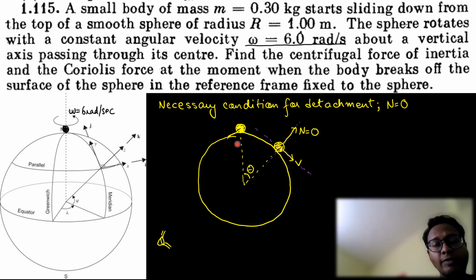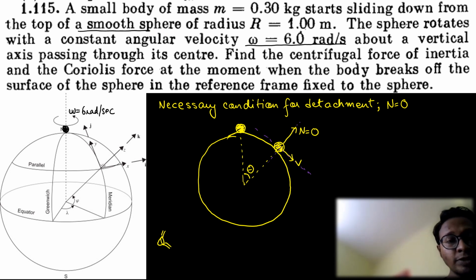Now you might have a doubt, sir, the sphere is rotating, so why aren't you seeing from our frame of reference? The ball will also experience a centrifugal force, no? So you're not taking into account the centrifugal force when you're seeing from outside. For that I have an answer. See, in the question, a thing is mentioned: smooth sphere. See this line, smooth sphere.